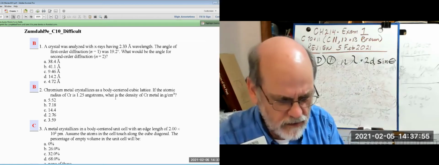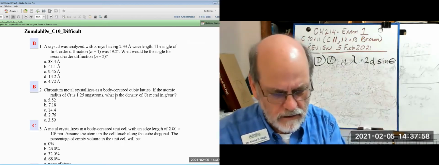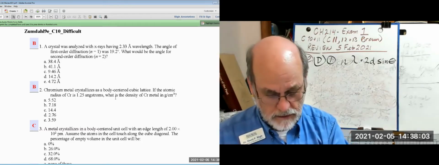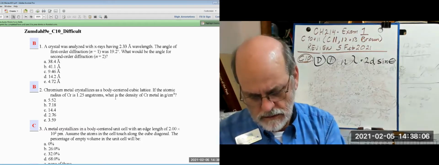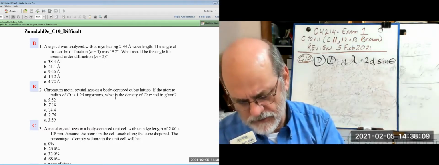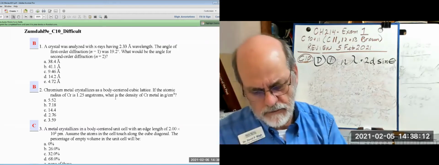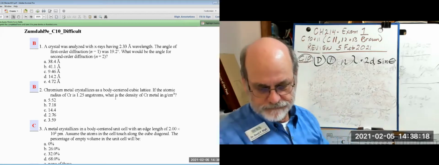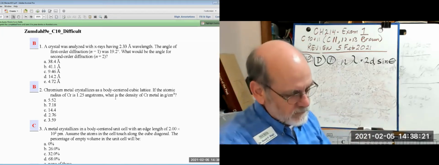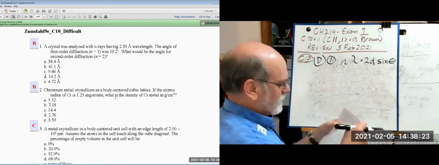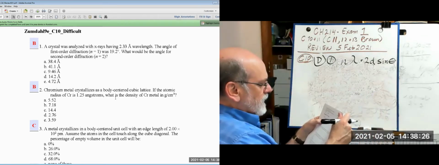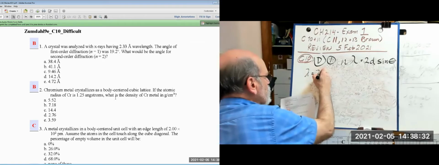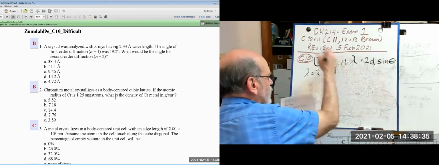So let me get back over here to 1. No, not that one, this one. Okay. And I want to economize my time. Here we go. So, what are we given? Well, I'm going to use the hard copy so I don't have to turn around. We're given that the X-ray wavelength is equal to 2.33 angstroms.